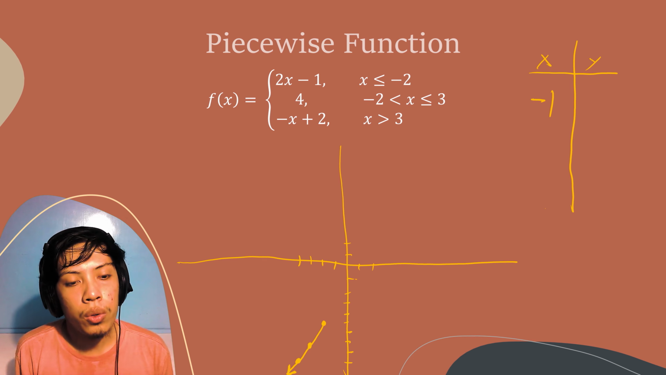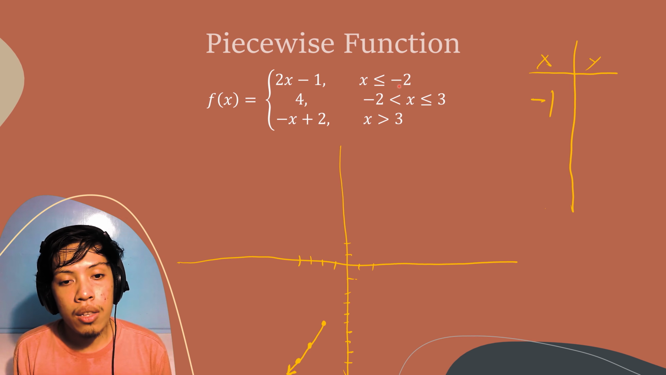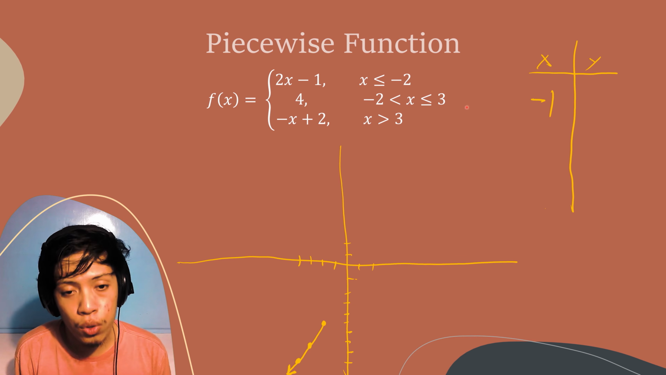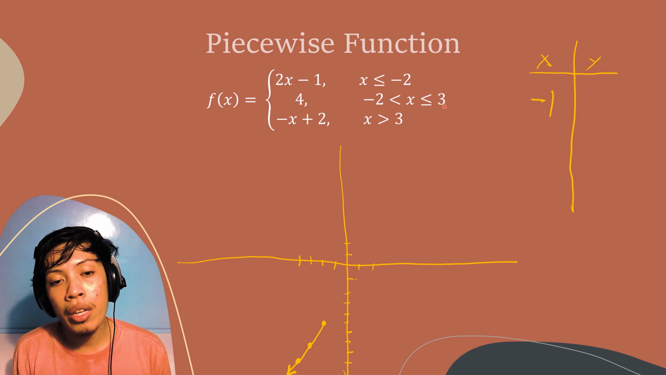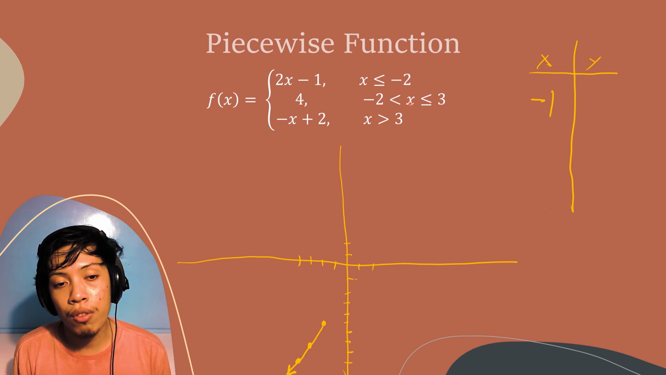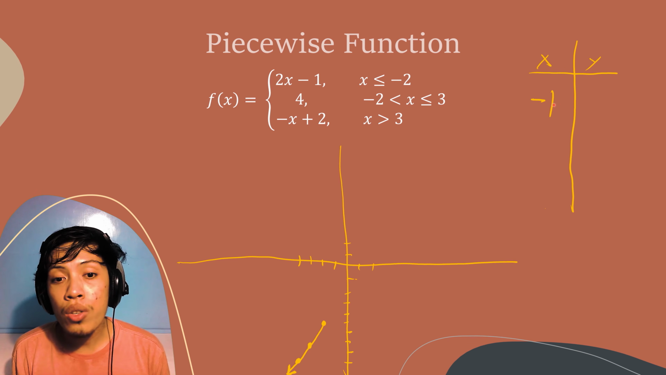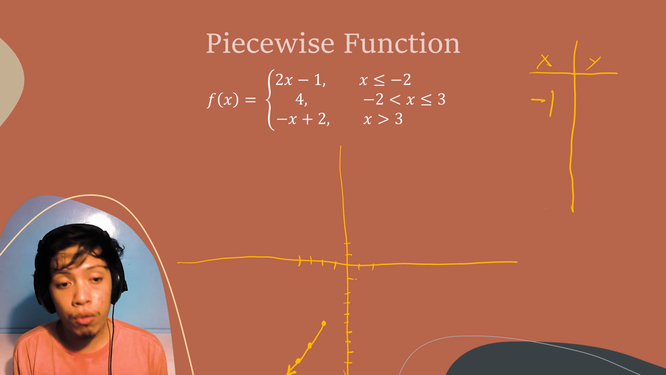Okay. Take note that negative 1 is not less than nor equal to negative 2. Negative 1 is actually greater than negative 2. So, when you look at the condition, negative 1 would fall under the second line because negative 1 is in between negative 2 and 3. Or should I say negative 1 is greater than negative 2 but it's still less than or equal to 3. So negative 1 falls on the second line.